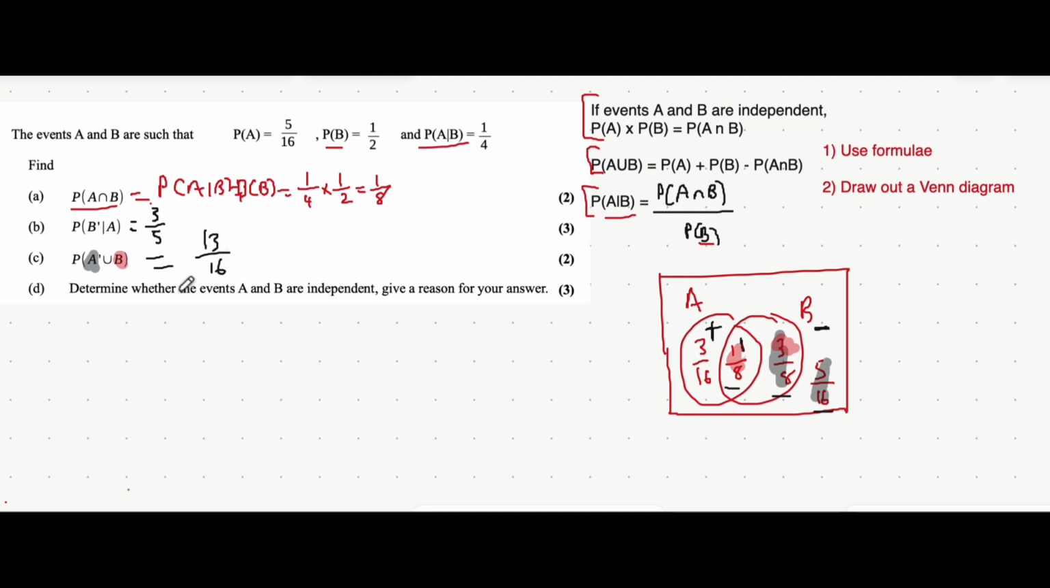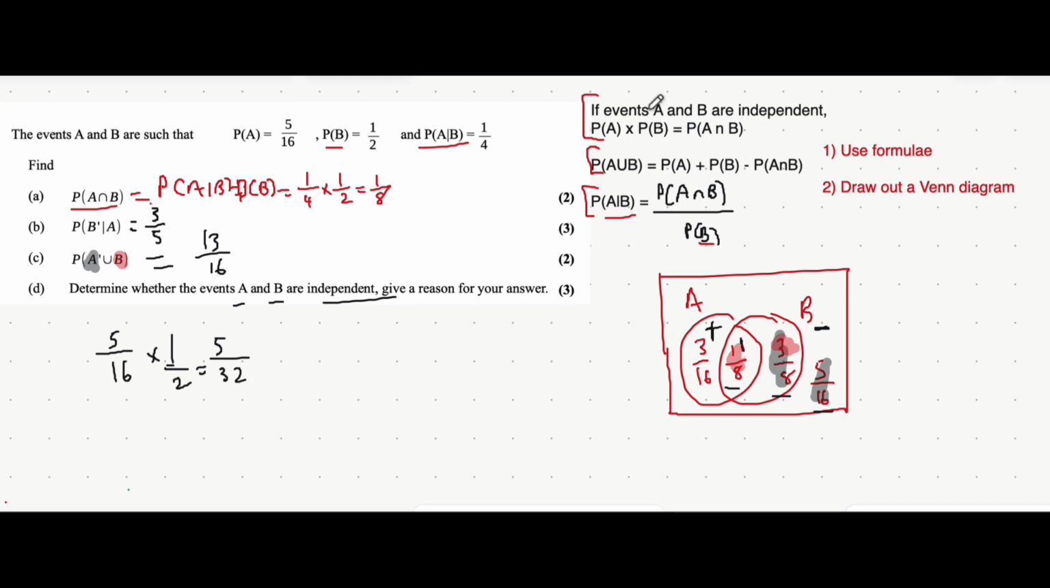Moving on to the last part of the question, it's asked whether A and B are independent. So that's where we use this rule here. If we manage to show that the probability of A multiplied by the probability of B is equal to the intersection, then that shows that they're independent. So let's do that. The probability of A is 5 over 16, and if you multiply onto that the probability of B, which is a half, that's equal to 5 times 1 is 5, and 16 times 2 is 32.